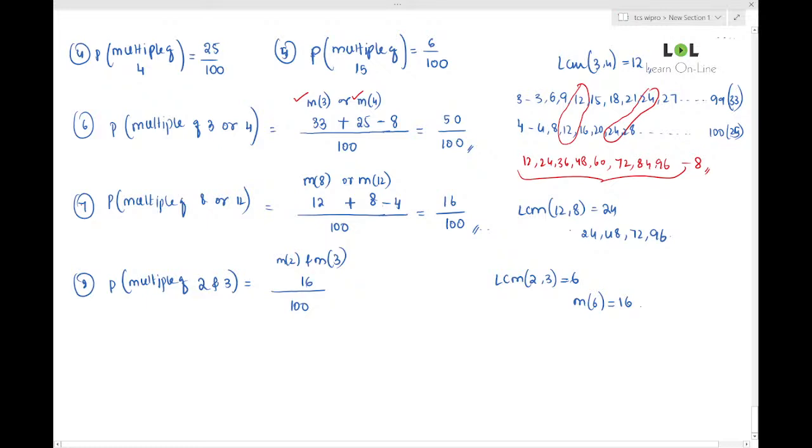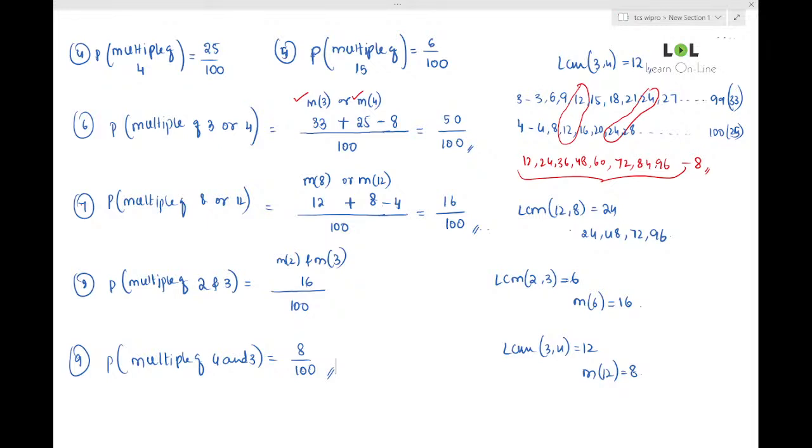16 by 100. Similarly, probability of multiple of 4 and 3. What do we do? We take the LCM of 3 and 4. What do we get? 12. We'll check multiples of 12. How many are there? 8. So what is my answer? 8 by 100. This is how we calculate this. Am I clear with this so far? Everyone, please confirm.